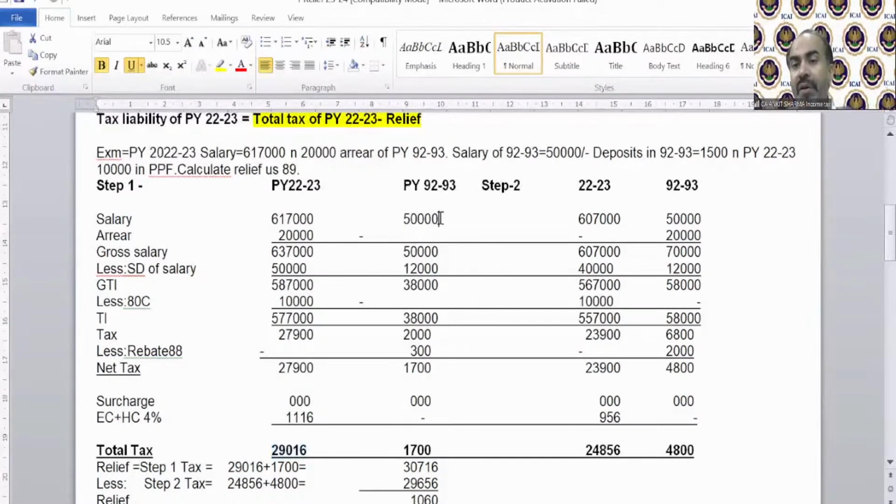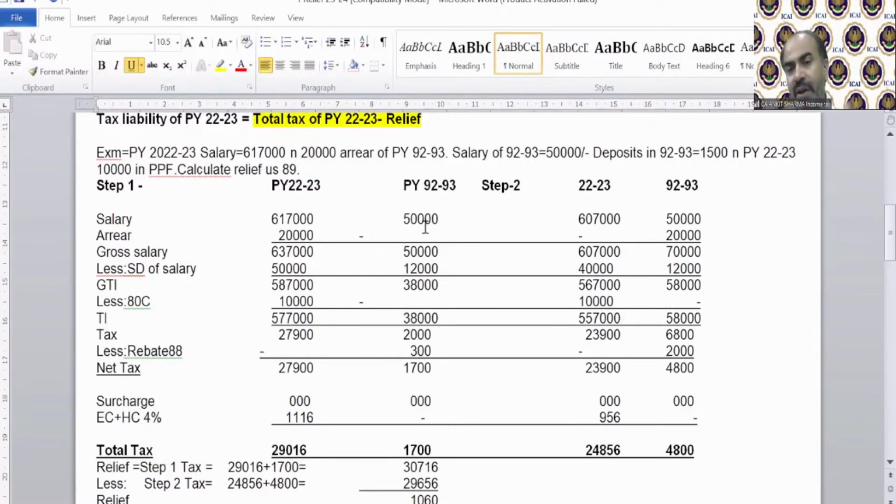We need to calculate tax on that year's income to which the arrears belong. That is 92-93, and the income is given as 50,000. We will not include arrears in this year's income, of course, because the arrears have been included in the previous year 22-23. So step number 1 says: include arrears in the current year and calculate tax on that year's income without arrears.